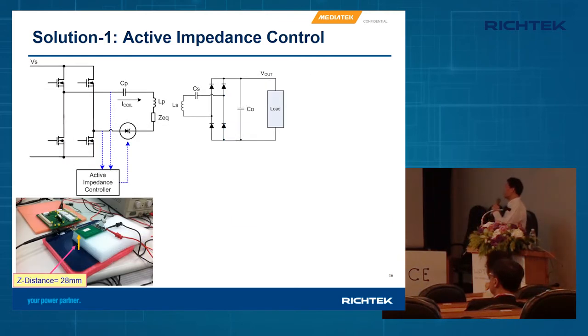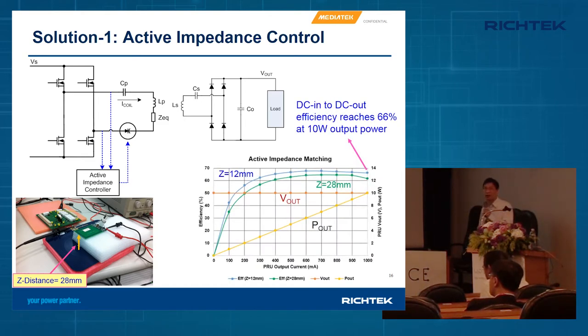In order to verify the solution, we put the diode receiver on the transmitter at a distance of 28 millimeter, 12 millimeter. And we can keep the output voltage at 10 volt and increase the current, so the output power can increase proportionally to the current. At 10 watt, the DC-DC efficiency, from the input DC to the output DC, reaches 66%.